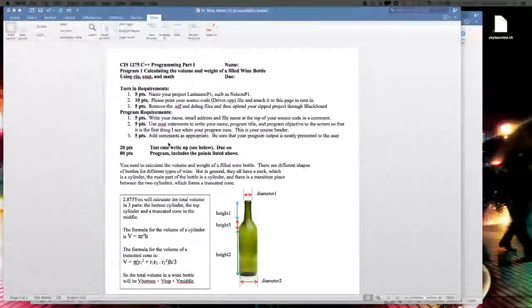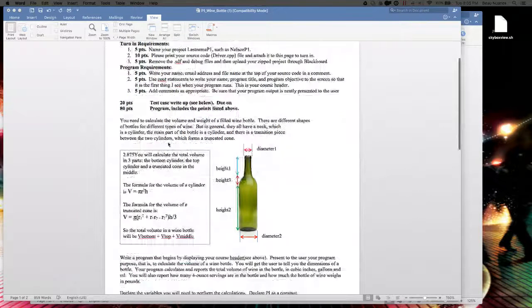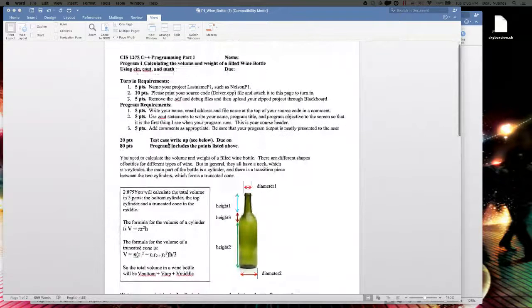Okay, so here's the deal. For our programs, you'll have the program spec, and then you'll have test cases that come with it. This here is the program spec for P1. So it gives you actual requirements for coding and the code that needs to be written.